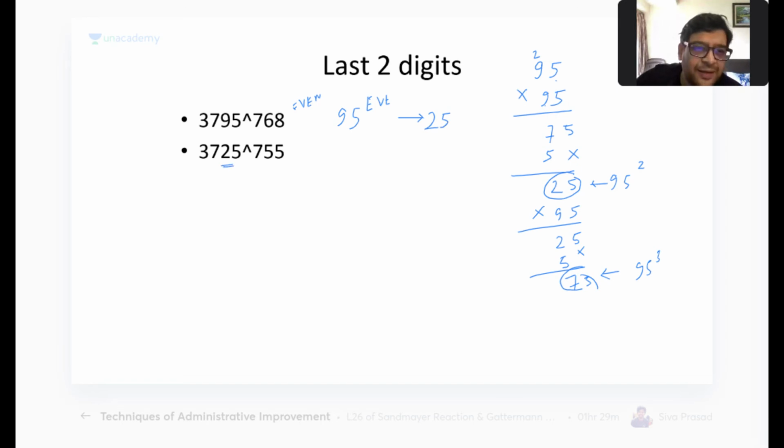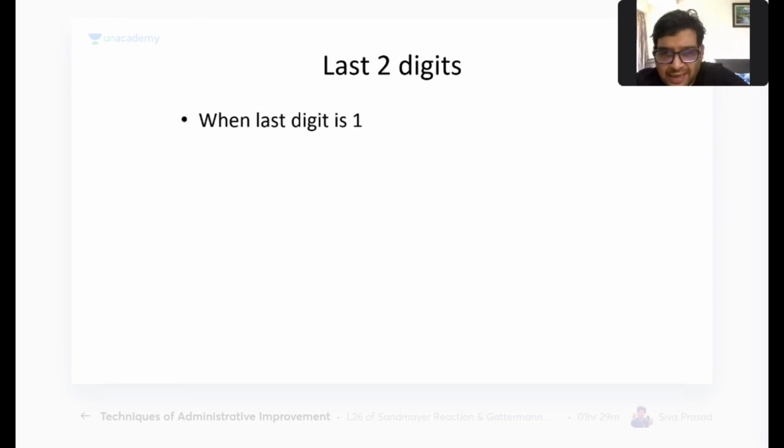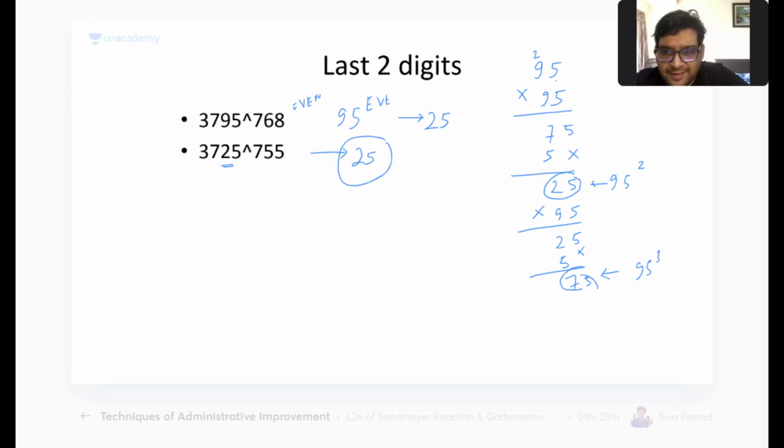The second one is obvious. So 25 square is 625. It will always, whatever is the power given, doesn't matter, it will always end in 25. So answers for both of these will be 25. If you guys are okay with this, I will move on to the next case.